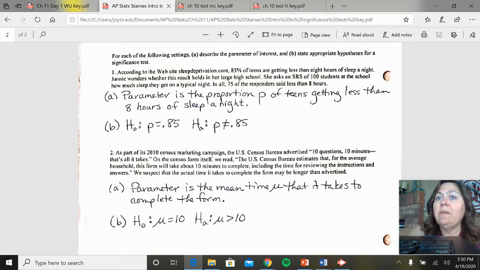Okay. In number 2, your parameter now was mean, and put that in context there with your parameter. And then the H0 and the HA. This time it did say we suspect the actual time it takes may be longer. So they gave us a hint in that problem that we need to go greater than 10, because it's expected to be longer. Okay.